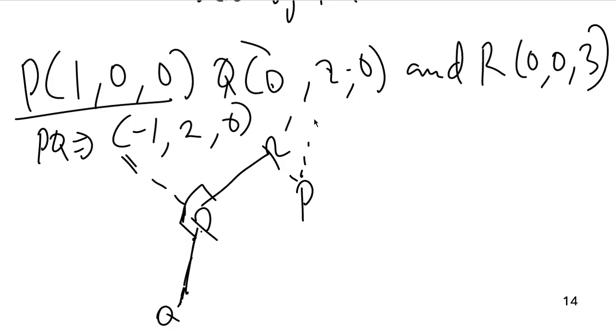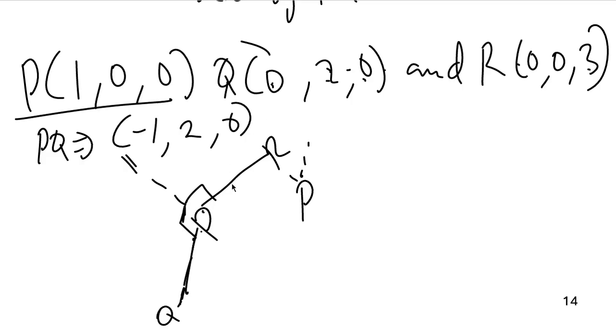And then what's QR? QR is going to be 0 minus 0, and that's 0. 0 minus 2, that's minus 2. And 3 minus 0, and that is... Okay. So what we're looking at now is PQ. So we subtracted P from Q. That's 0 minus 1, 2 minus 0, and 0 minus 0.